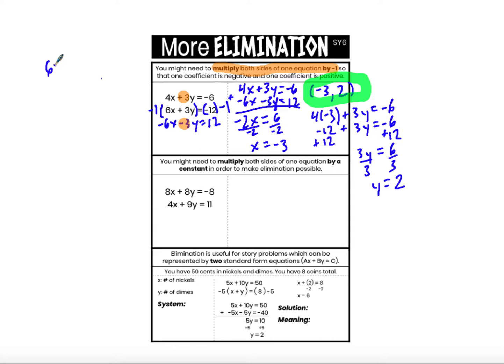Does 6 times -3 plus 3 times 2 equal -12? Does -18 plus 6 equal negative 12?